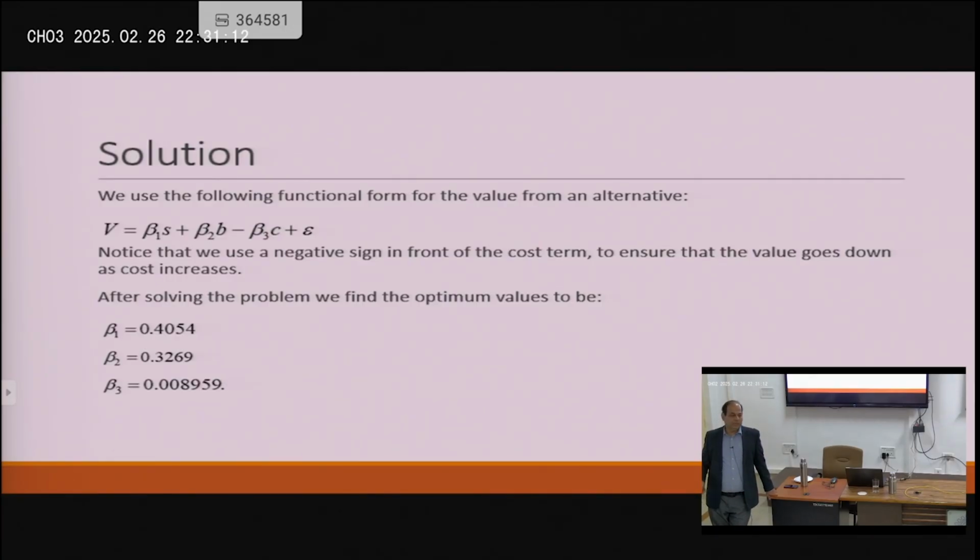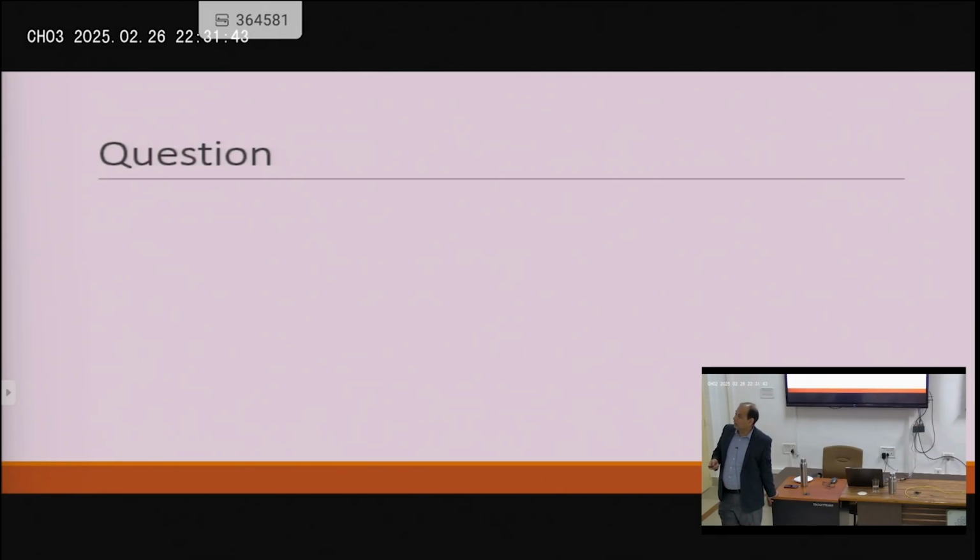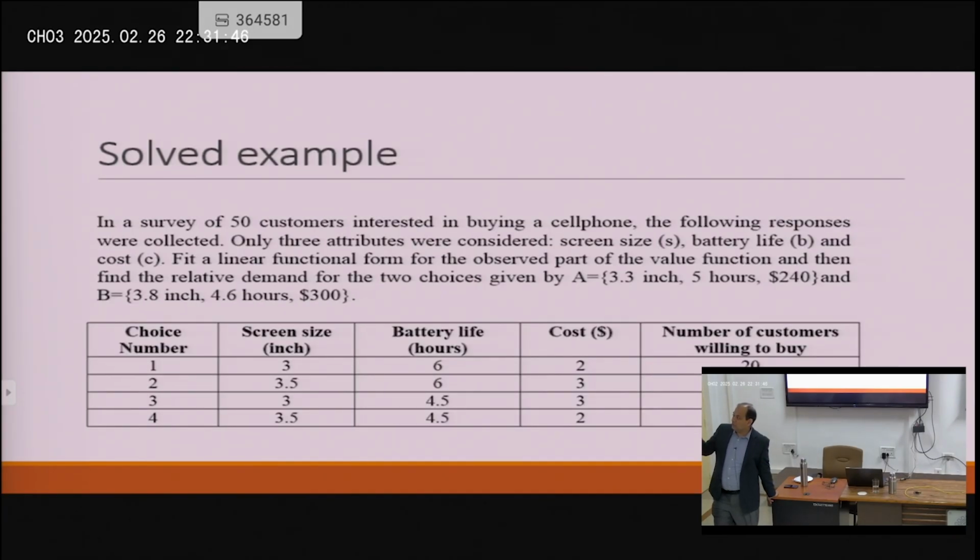We use a negative in front of C because generally value goes down as cost increases, but we want battery life to be large and we want screen size to be large, generally. That's something that has fluctuated over the last 20 years. First, when cell phones came out, everyone wanted to make them smaller. And then suddenly everyone wanted to make them bigger. So anyway, you solve for the best fit value function. You get these values for the beta parameters. And then you can make decisions like, if I go back here, based on this data, find the relative demand of A and B. I give you 2 things to compare.